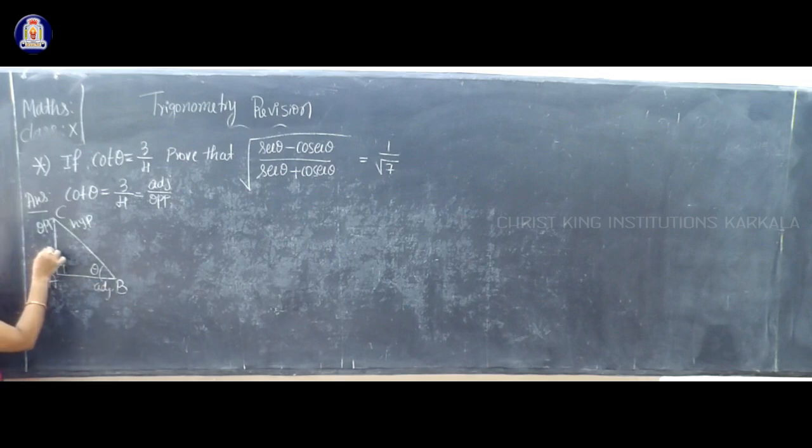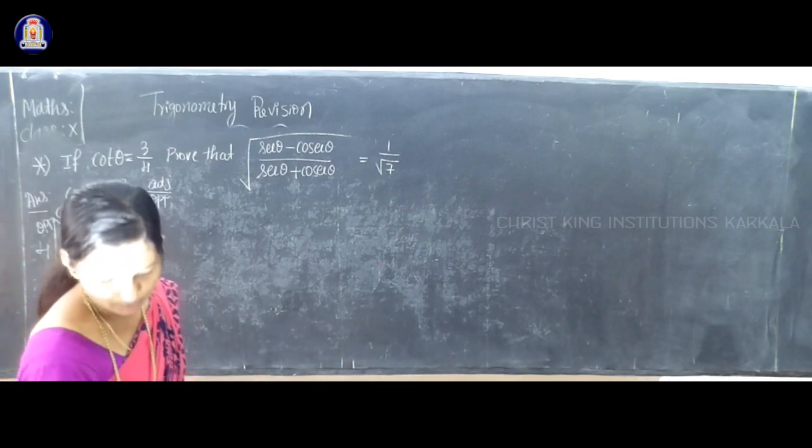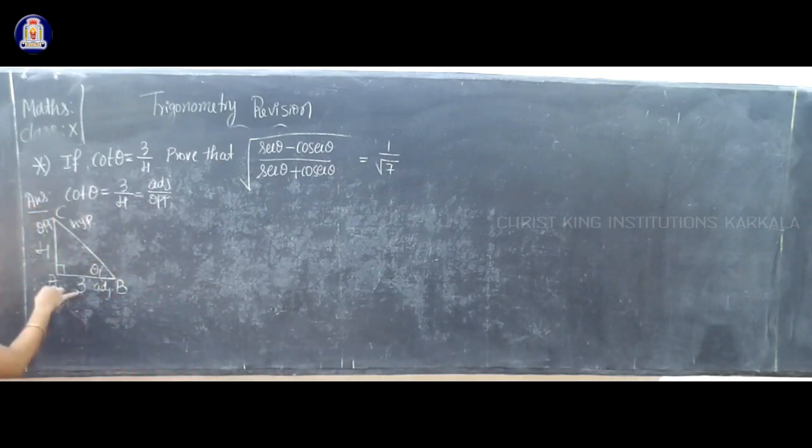So opposite side is how much here? Opposite side is 4. Adjacent side is what? 3. So cot definition is 3 by 4. Cot theta is 3 by 4. Yes, it is 3 by 4. So now you have to find your hypotenuse side. Hypotenuse side is what, in the right angle triangle BAC?